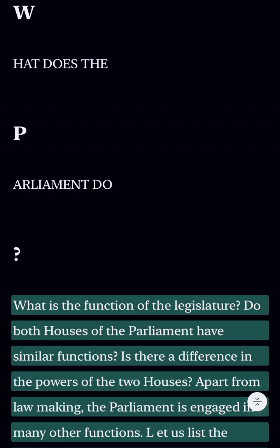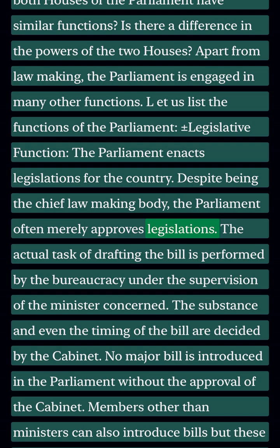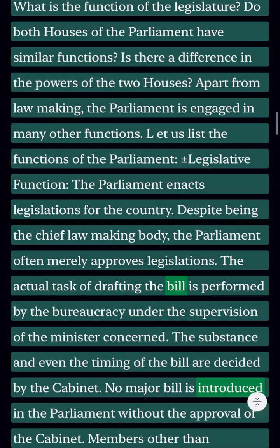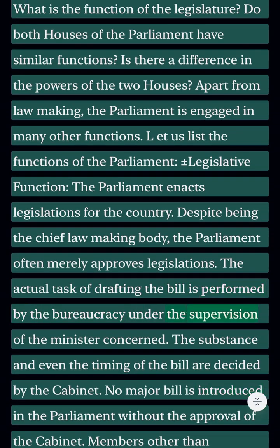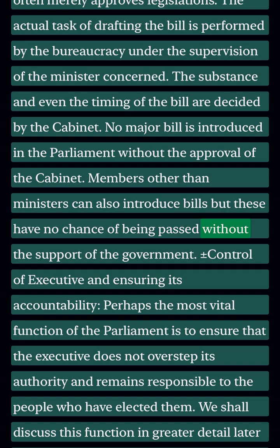Legislative function. The Parliament enacts legislations for the country. Despite being the chief law-making body, the Parliament often merely approves legislations. The actual task of drafting the bill is performed by the bureaucracy under the supervision of the minister concerned. The substance and even the timing of the bill are decided by the Cabinet. No major bill is introduced in the Parliament without the approval of the Cabinet. Members other than ministers can also introduce bills, but these have no chance of being passed without the support of the government.